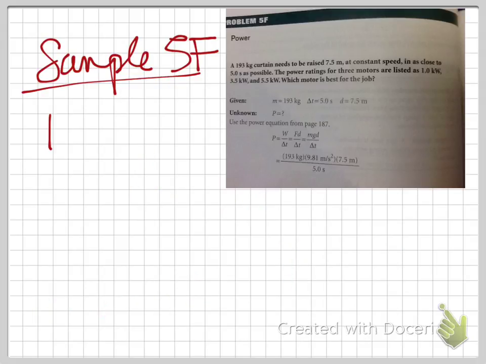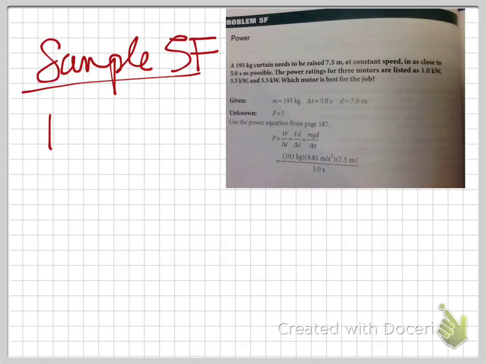We have a 193 kilogram curtain. It needs to be raised 7.5 meters at constant speed in about 5 seconds, and we've got 3 motors to choose from. If you go to someplace like Star Supply or the Restore, you're going to find bunches of little 1/3 horsepower, half horsepower, 1 horsepower electric motors. So it's kind of similar. We have a 1 kilowatt, 3.5 kilowatt, and 5.5 kilowatt motor. Which motor should we choose?